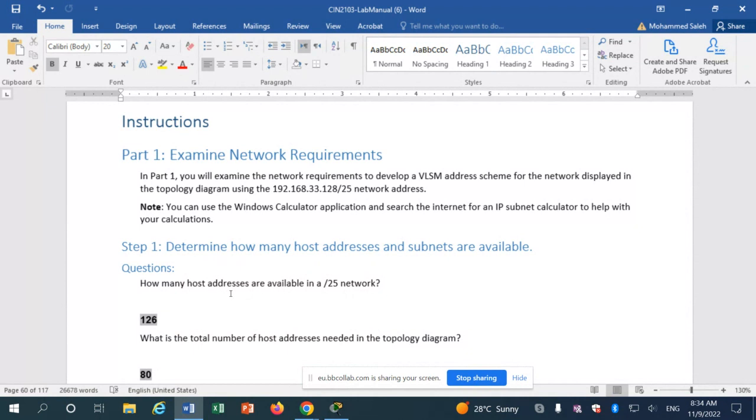2, 3, 4, 5, 6, 7. So the number of hosts equals 2 to the power of h minus 2, which is 2 to the power of 7 minus 2. Can you find it in the calculator? 126. Okay?